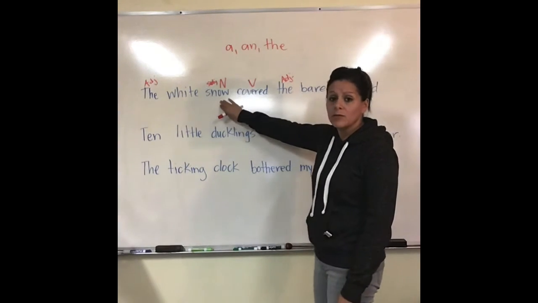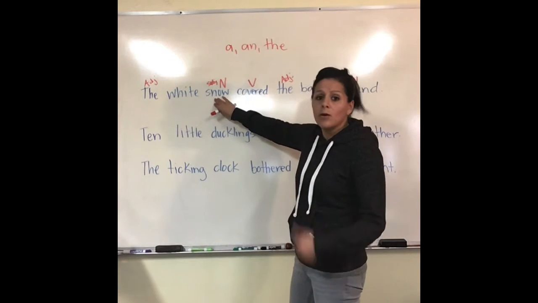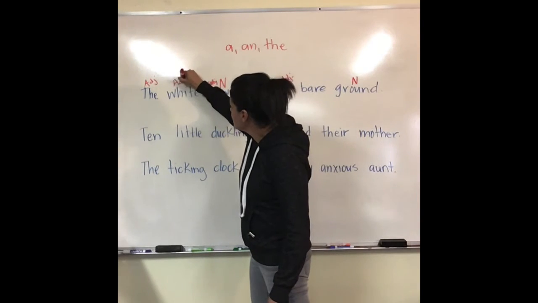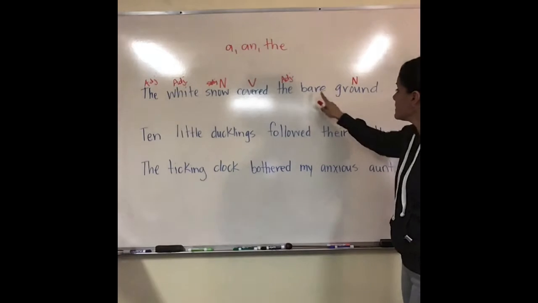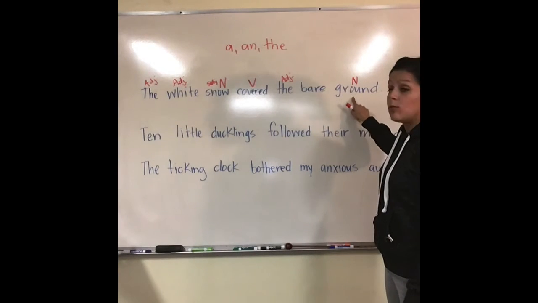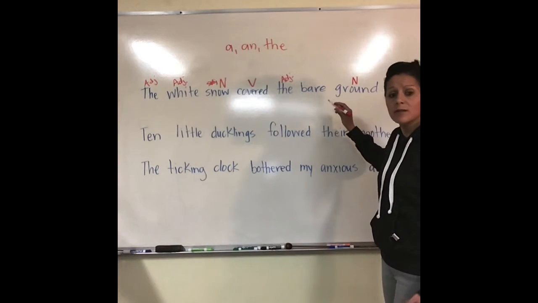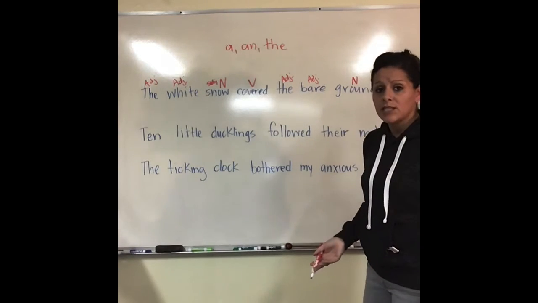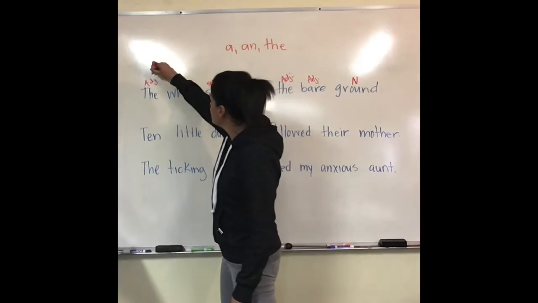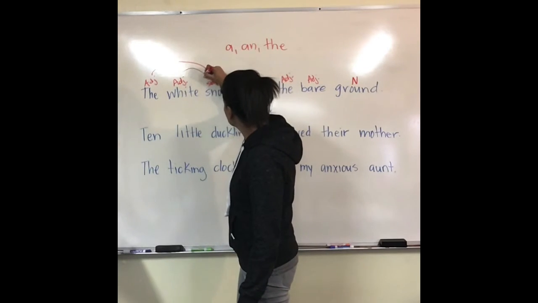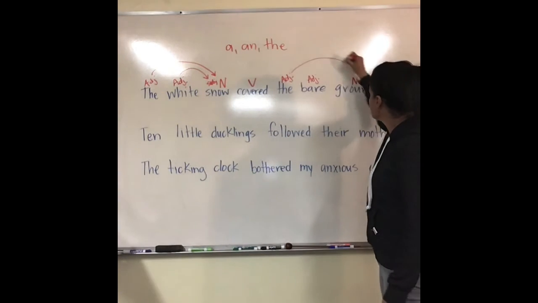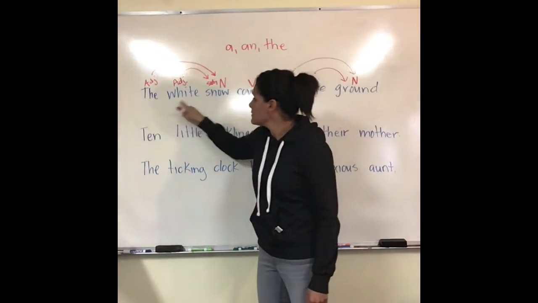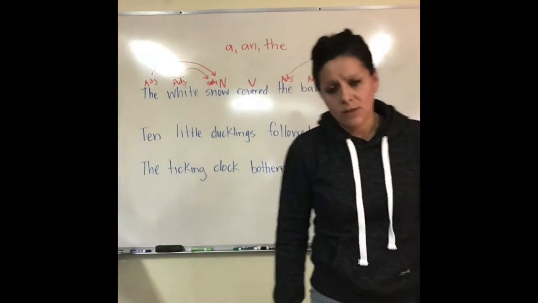But now I'm going to go back and go through each word. Snow. Which snow? No. What kind of snow? White snow. So that's an adjective. Okay? Then we come over here and look at ground. Which ground? No. What kind of ground? Bare ground. And that's an adjective. Now on your worksheet, you were supposed to do your arrows. So if you did your arrows correctly, they should go like this, because these words are describing these nouns. Okay? Let's try another one.